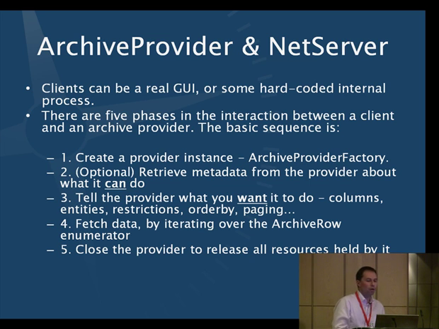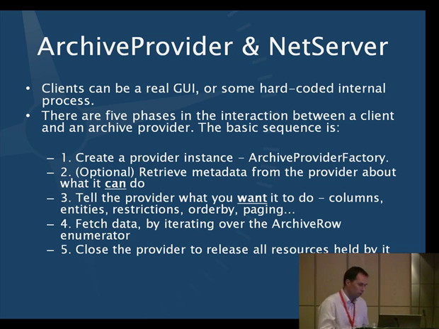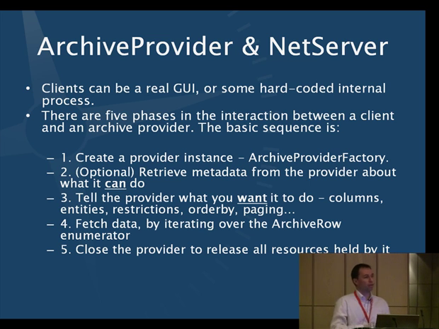The first, of course, is to create an instance of your provider. You do that by calling the archive provider factory method, or object, inside NetServer, and then it creates an instance of the provider it wants. We're going to see an example of this. Second, that's optional, but you can ask the provider, what kind of information do you support? What columns, what entities? What can you give me?